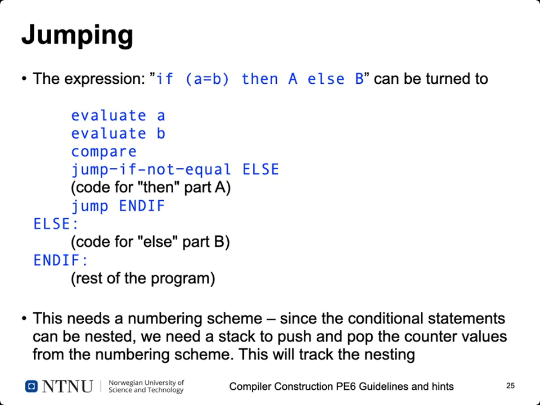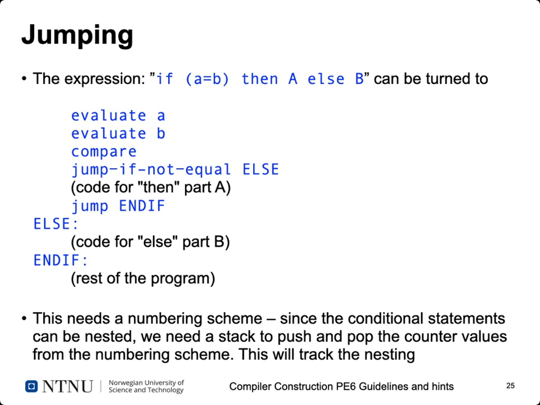So if you want to implement jumping, so if a equals b, then a else b, can be turned into this pseudocode. So first you have to evaluate the left and right hand side of your comparison, of your relation. Then you have to compare them, and if they're not equal, then you execute the else part, so you jump over the then part. Then you just generate code for the then part A, and jump over the else part to end if. Otherwise, you just execute the else part, generate code for the else part here, and then you just fall through to end if. And the next instruction after our if construct then comes after generating the final label end if.